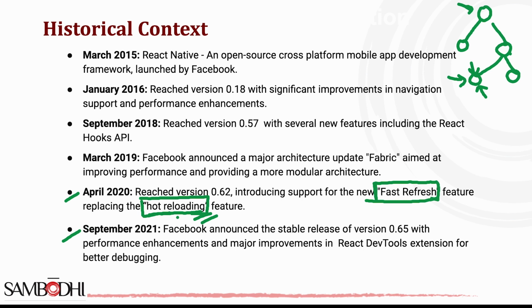The next update was September 2021, with React Native 0.65. It was a stable release of React Native with many performance improvements and major improvements in debugging this time. The React DevTools extension was enhanced a lot to debug React Native applications. Many more tools are also available for debugging these applications. For example, Flipper is available to us, and React Native Debugger is also available to us. So yes, we can also use them.